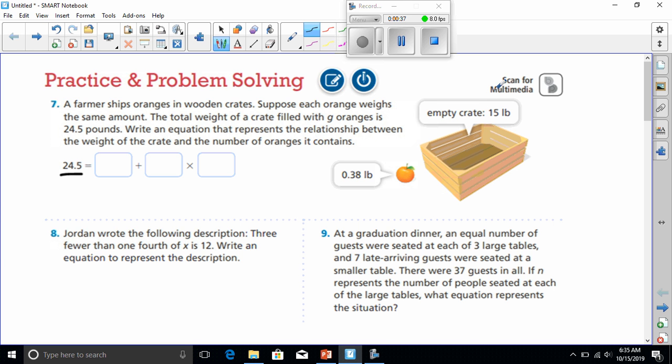We know the weight of the crate is 15 pounds, so we're going to put that here. Because we have to multiply the weight of the oranges, which is 0.38, to the number of oranges that there are, which is G. We don't know how many oranges there are, but we do know that we'll have to multiply to 0.38. All right? And that gives us the equation 24.5 equals 15 plus 0.38 times G.